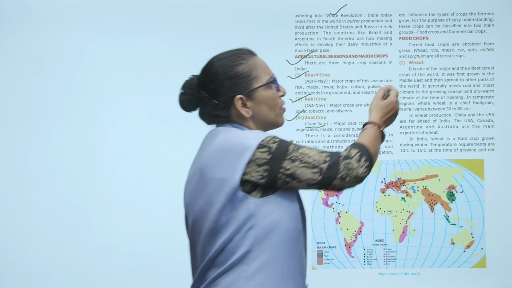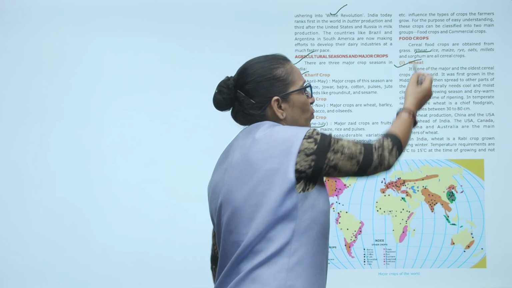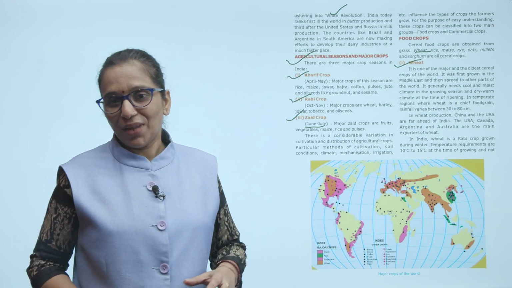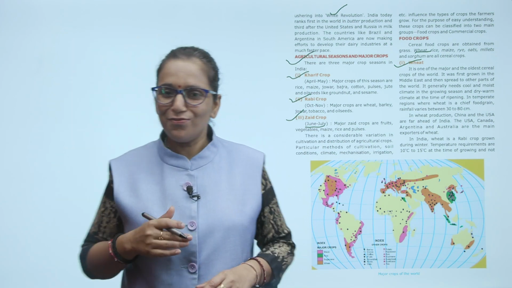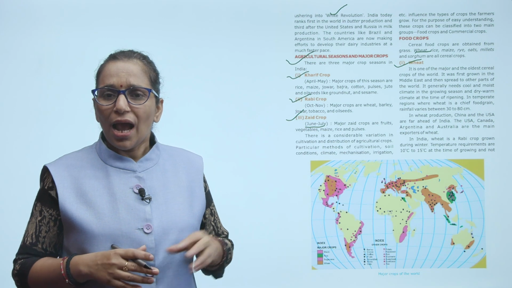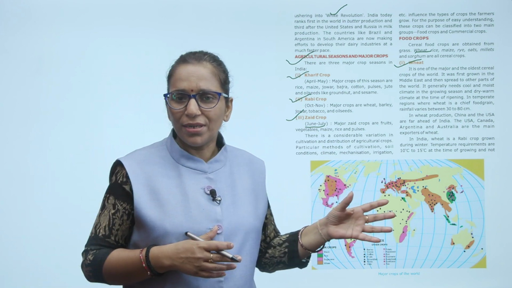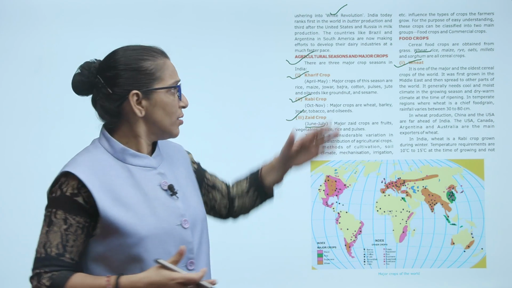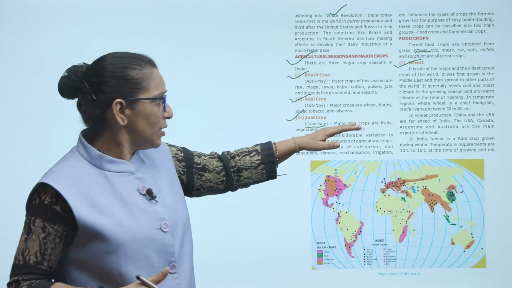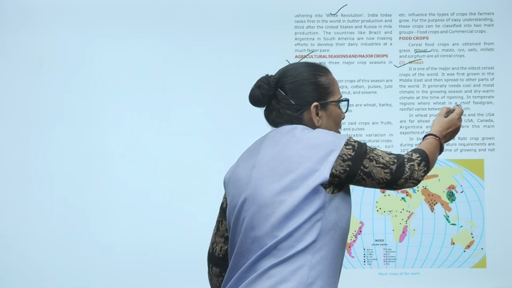So let's discuss food crops first. Food crops, meaning cereal crops, are wheat, rice, maize, etc. Wheat is one of the major and oldest cereal crops in the world, and it was first grown in the Middle East and then spread to other parts of the world. Generally, it needs a cool and moist climate in the growing season, and a dry and warm climate at the time of ripening. So it is known as a Rabi crop, and in the temperate region you will find wheat as a food grain. Rainfall varies between 30 and 80 centimeters.